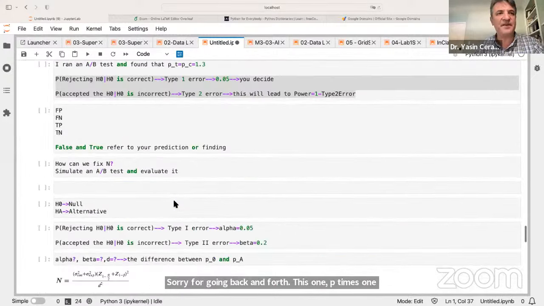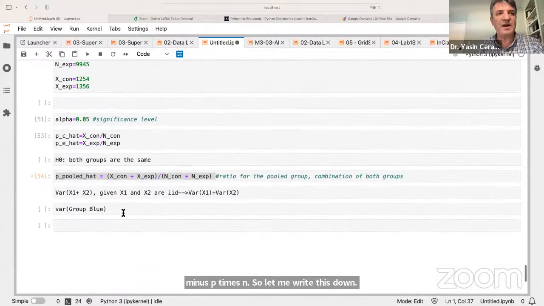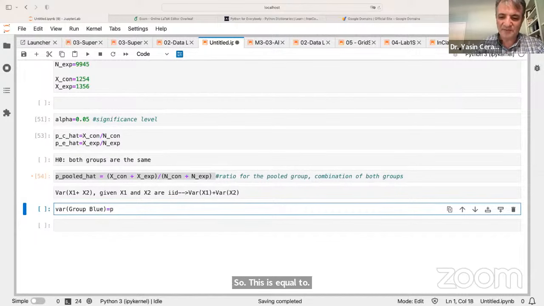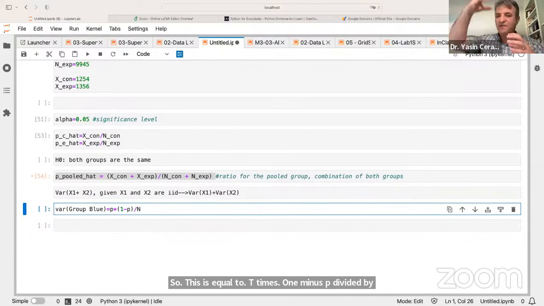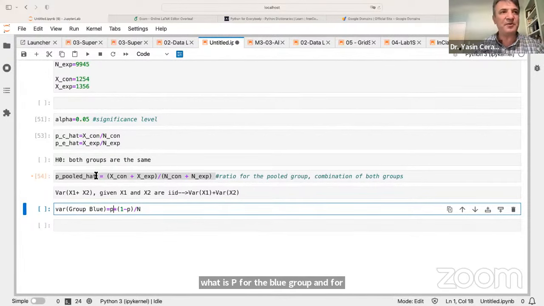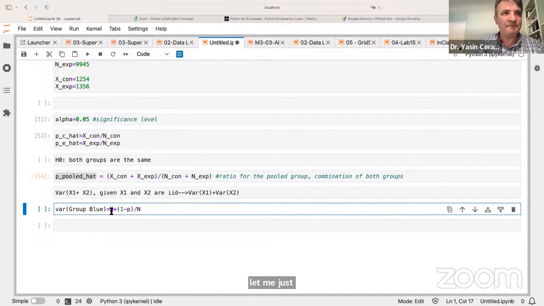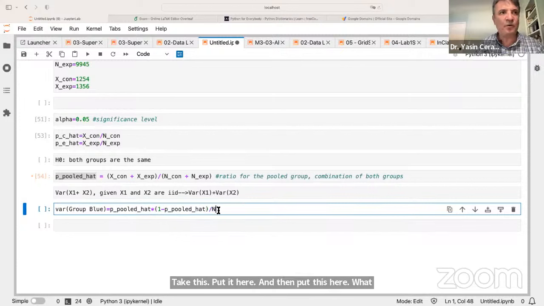So let me write this down so that you know why we are writing things. So this is equal to P times 1 minus P divided by N. That is coming from what we discussed earlier. So what is P for the blue group and for the red group? It's the same because they are from the same pool. So let me take this, put it here, and then put this here. What is N for the blue group? It is N control group.